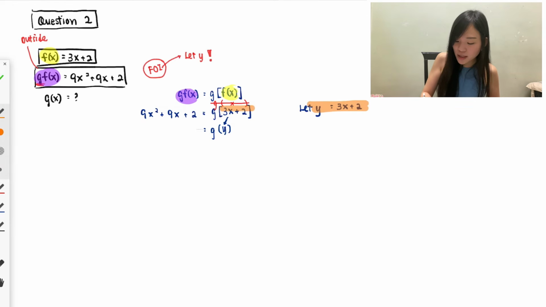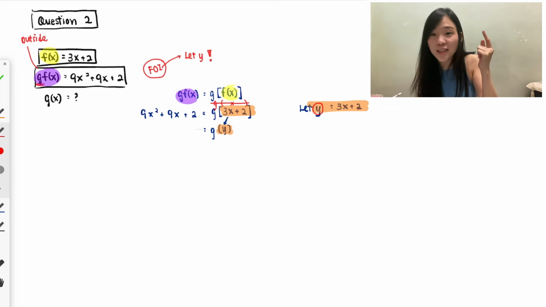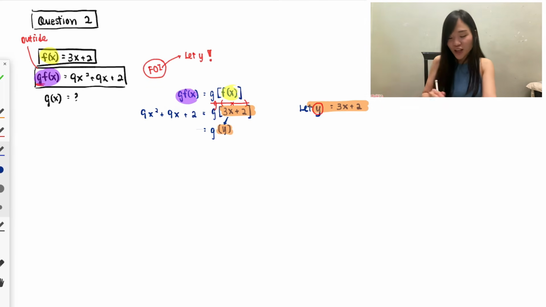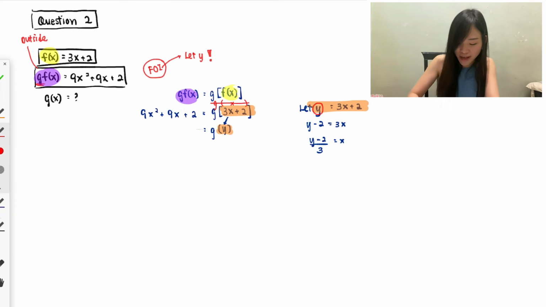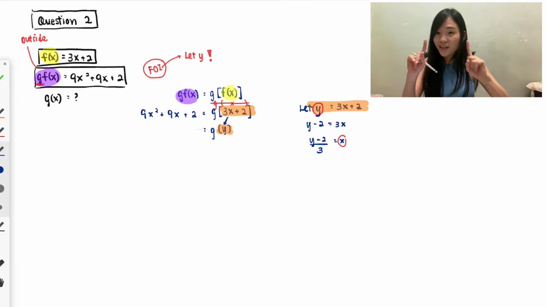Let me use orange color again for your better understanding. So I repeat again about this let y concept. We're going to do inverse, but remember the slogan: start from single y, end with single x. So plus 2, move it over, minus 2. Times 3, move it over, divide by 3. I got it. That is my single x. So guys, once everything is ready, let's do it.